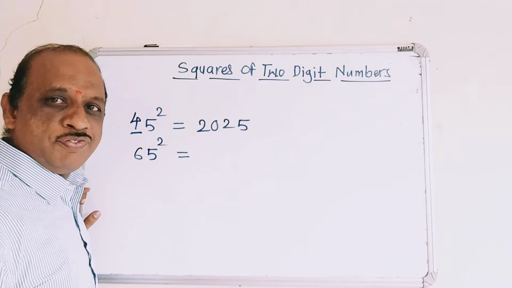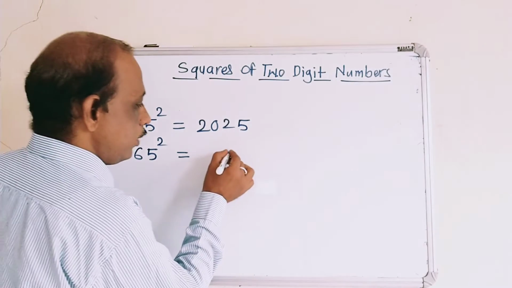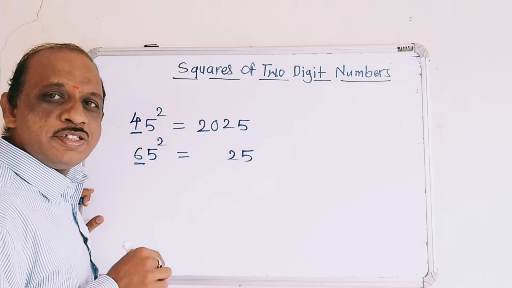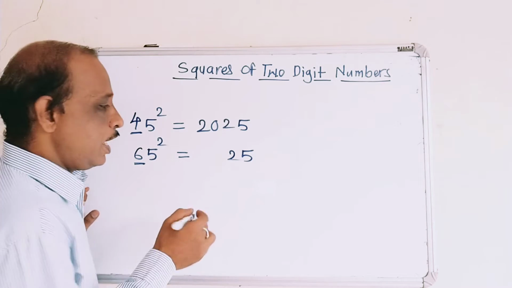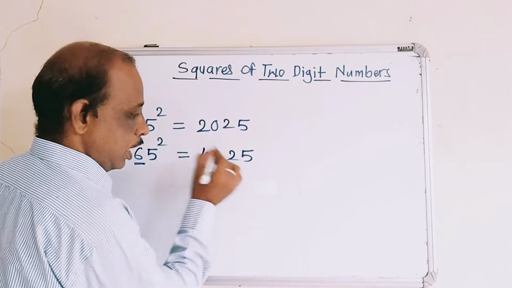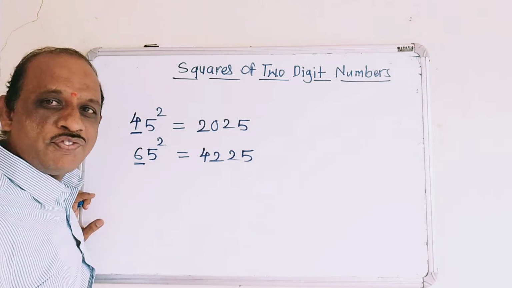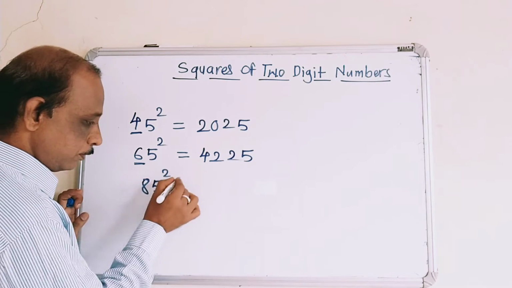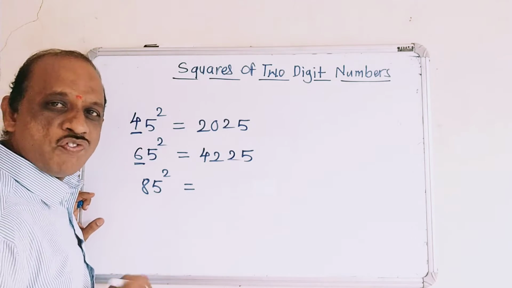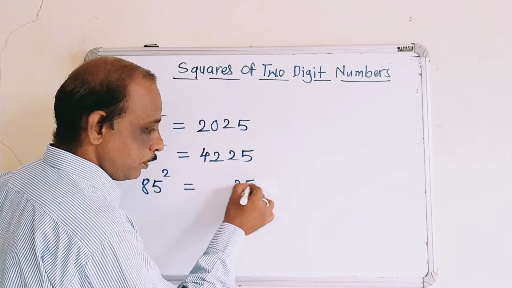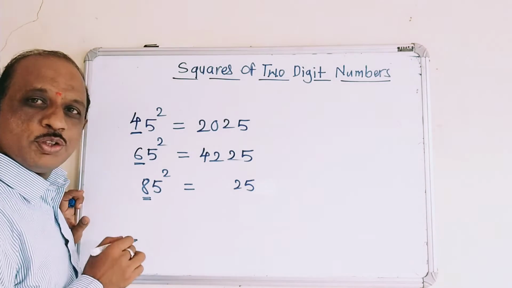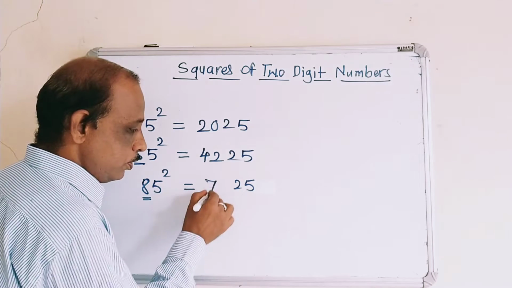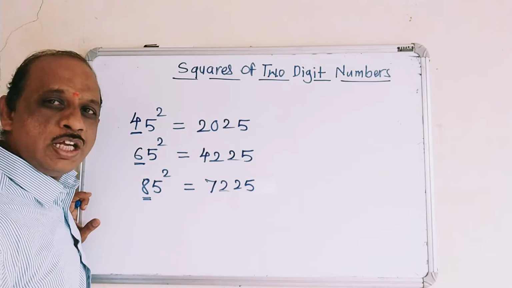Again the same method. That is, first we have to take the square of 5. The square of 5 is 25. Now this digit is 6, so the next digit is 7. So 6 into 7, that is 42. And this will give you the square of 65. We'll try to find out the square of 85. Again the square of 5 is 25. This is 8, so the next digit is 9. So 8 into 9, that is 72. This is the square of 85.